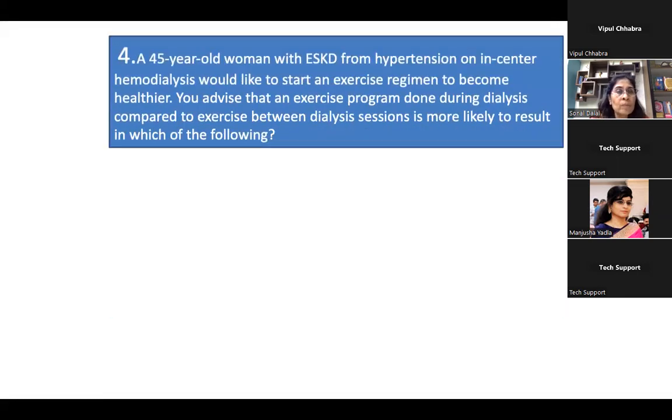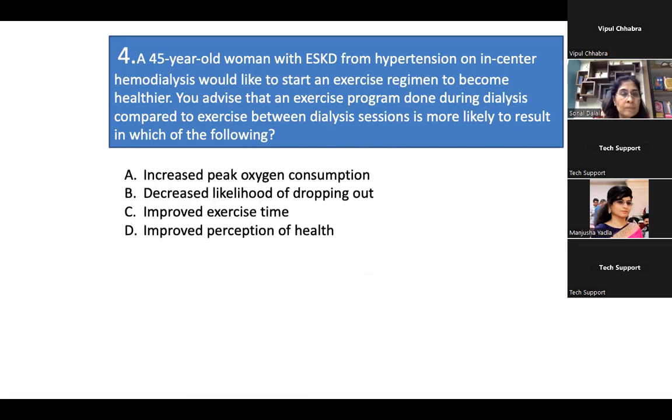Question number 4. A 45-year-old woman with end-stage kidney disease from hypertension is on dialysis and would like to start an exercise regime to become healthier. You advise that an exercise program done during dialysis, compared to exercise between dialysis sessions, is more likely to result in which of the following? Option A, it increases the peak oxygen consumption. Option B, decreased likelihood of dropping out. Option C, improves exercise time. And option D, it improves the perception of health. Your time starts now.